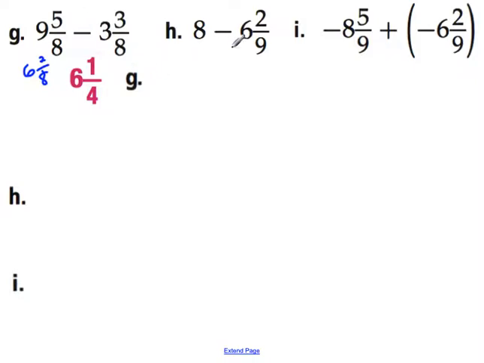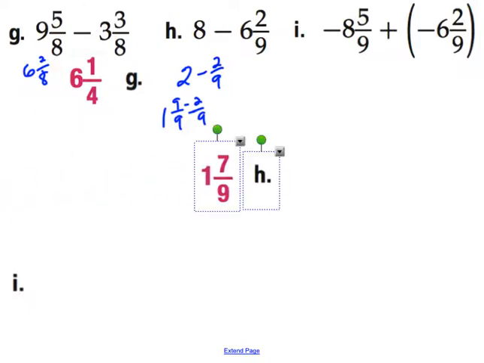Letter H, 8 minus 6 gives us 2, and we have 0 ninths minus 2 ninths. So we have to take 1 from the 2, and then we still have to subtract 2 ninths from that. So really that's 1 and 9 ninths minus 2 ninths. In this case, in simplest form, we're going to get 1 and 7 ninths.